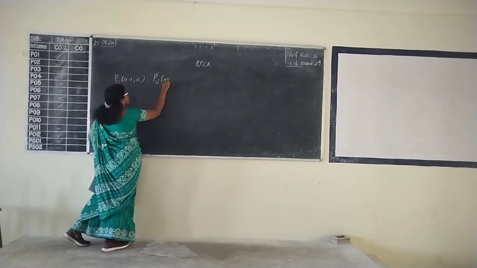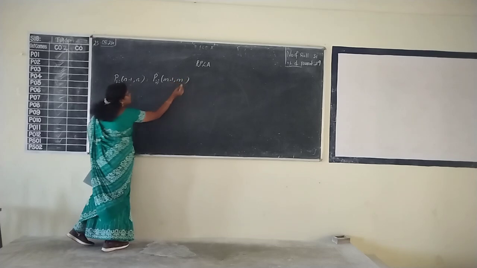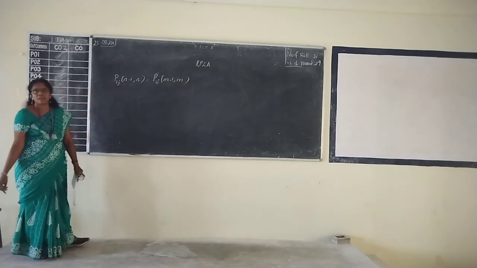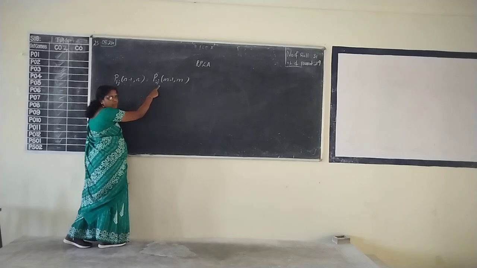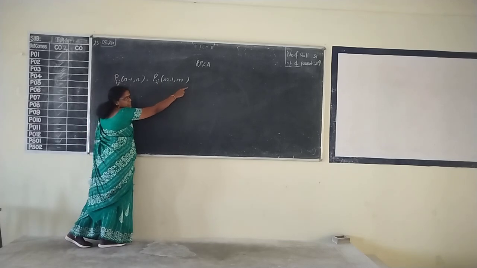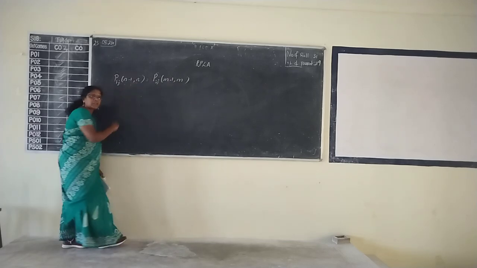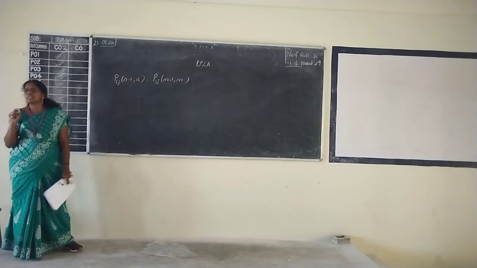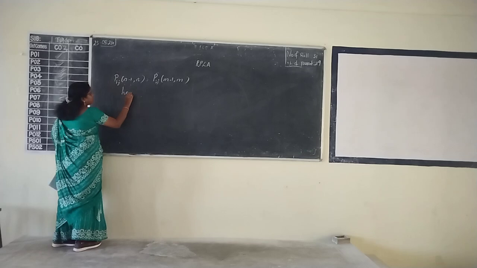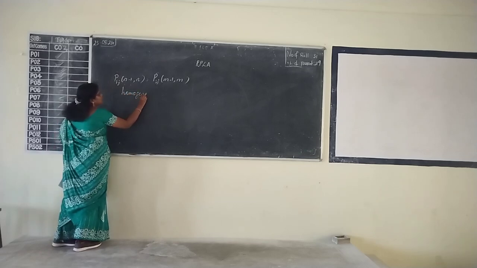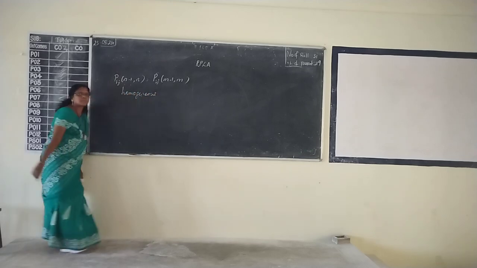Pij of m minus 1 to n. What is the meaning of this one? Again you are going to move from state i to state j, from m minus 1 to m. So m and n are different values. If these are both equal, then the chain is said to be a homogeneous one.